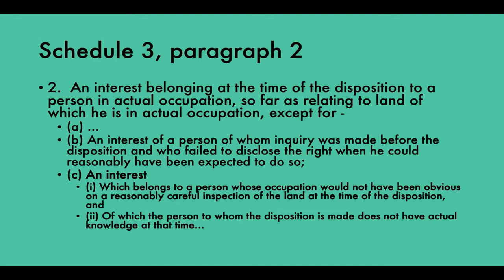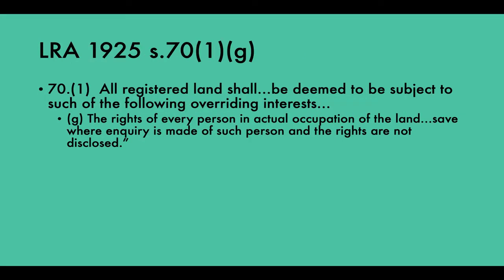Now we can reformulate this as a positive requirement. If we do this, we can see the paragraph is demanding that the occupation be objectively obvious. So not only does the interest holder have to be in actual occupation of the burdened land, their occupation has to be objectively obvious too. The Land Registration Act 1925, section 70 is the predecessor legislation, and it has been repealed in its entirety and replaced by the 2002 Act.